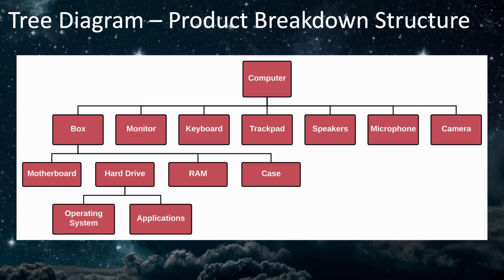You can see that the box is further broken down into its component parts: the motherboard, the hard drive, some RAM, and the case that holds these components. The hard drive then has the operating system and applications shown at yet another level below that. This is just a simple example and certainly doesn't include all of the details, but it should give you the idea of how a tree diagram is used to represent a product breakdown structure.